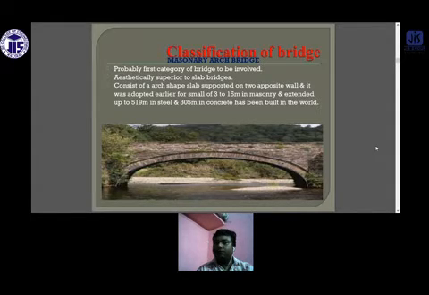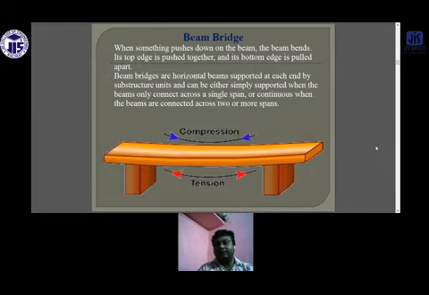Aesthetically superior to slab bridges, it consists of an arc-shaped slab supported on two opposite walls. It was adopted earlier for small spans of 3 to 15 meters in masonry, and has been extended up to 590 meters in steel and 305 meters in concrete in the world.